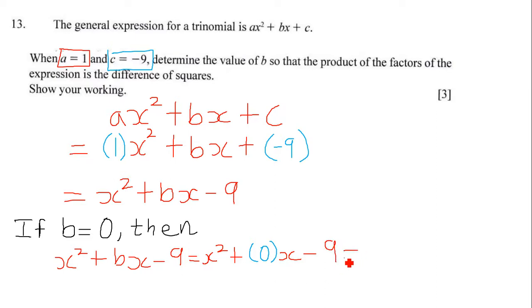Now what is 0 times x? 0. So do we need to write the 0x? No. So what are we left with? x squared minus 9. Now you may be thinking, what about this plus? But plus and negative is still negative. So we're left with x squared minus 9.